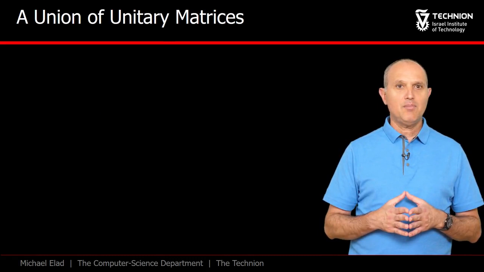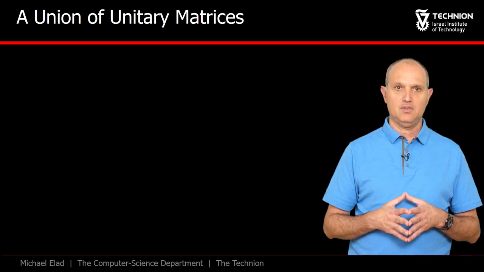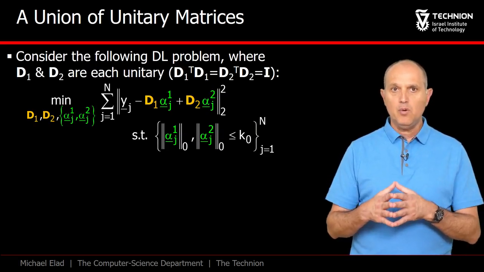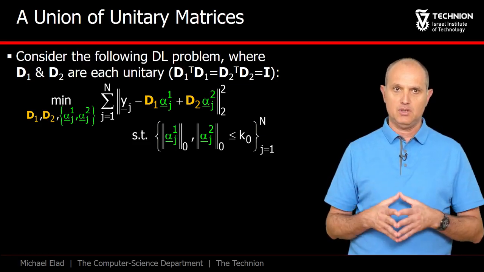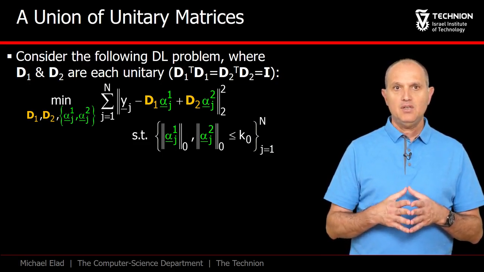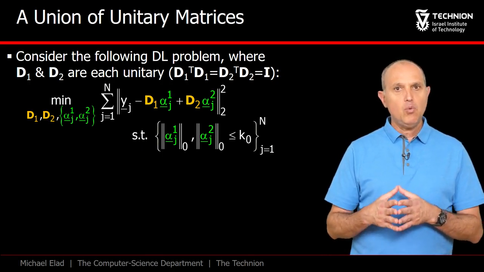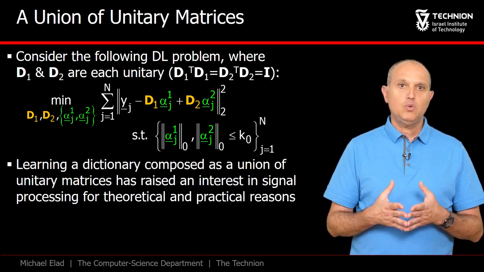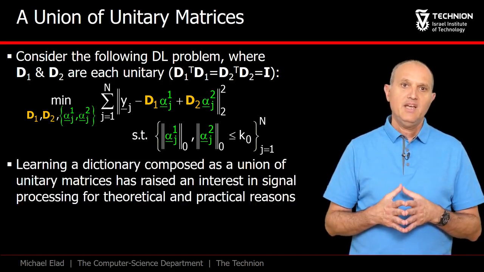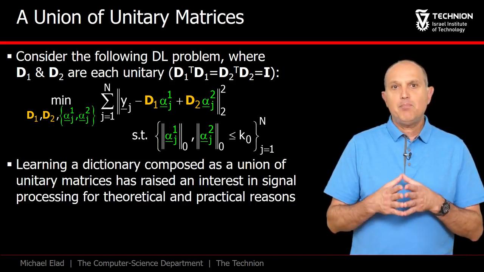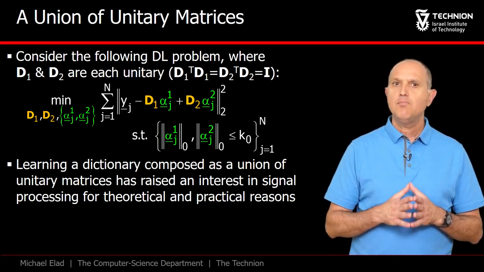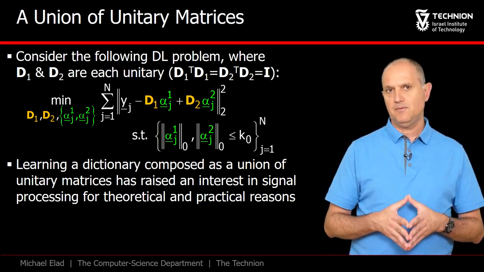An interesting twist over the above is when we target a dictionary that will be a union of several unitary matrices. Suppose, for example, that we want our D to be built of D1 and D2 merged into an n by 2n matrix. The problem presented here defines this learning goal in which D1 and D2 are unknowns along with the representations multiplying them. Why would we be interested in such dictionaries? Well, a vivid discussion on such combinations appeared in the signal processing literature, motivated by both theoretical aspects and practical ones, but we will not dive into these stories here.